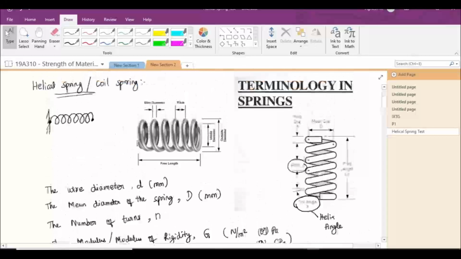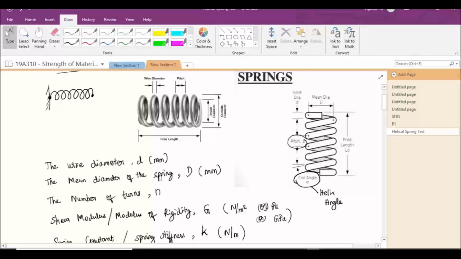Now, the important terminologies or important parameters in coil springs are the wire diameter. As I said, I am going to twist the wire into a coil, so the wire will have a diameter of d. The cross section is circular, so the diameter will be small d. And the mean diameter of the entire spring is capital D. So the mean diameter is this distance.